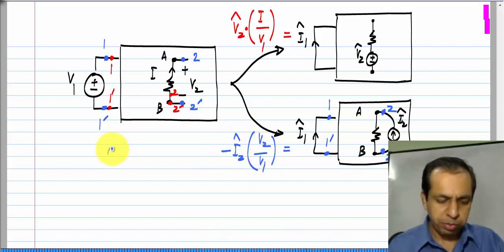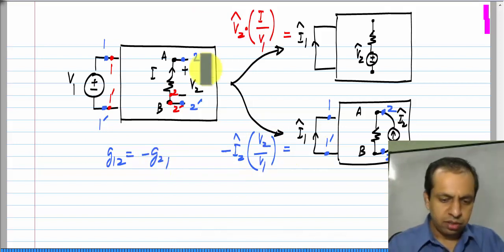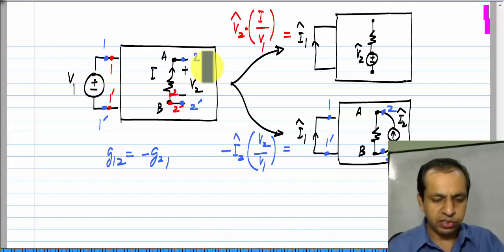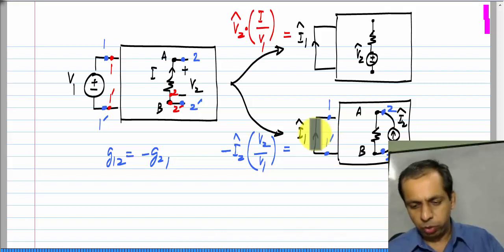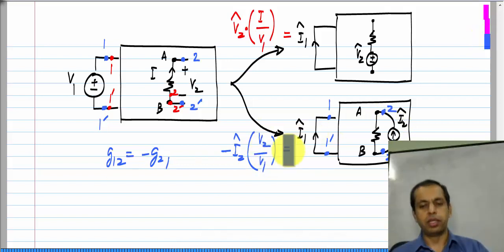This negative sign comes because G12 is minus G21, and this V2 by V1 here is nothing but G21 between these 2 ports shown in blue, and here what I want is G12, that is nothing but the negative of G21. Okay. So, this is the point of the reciprocity theorem.